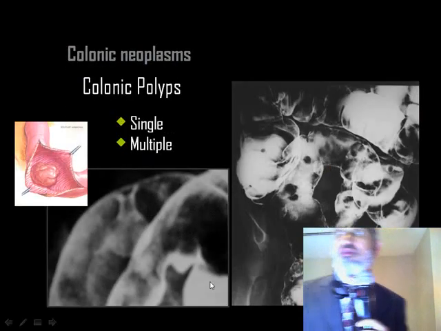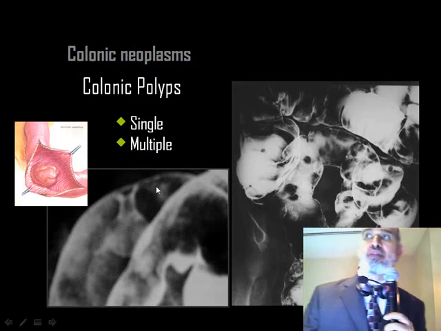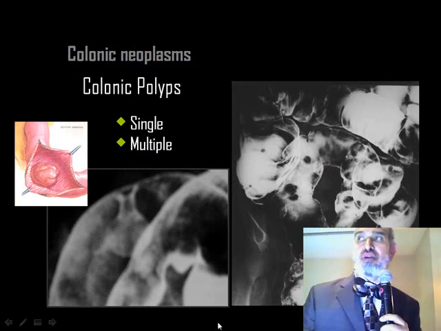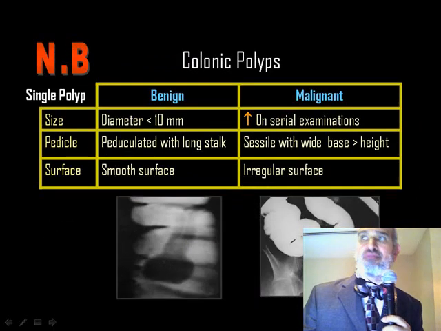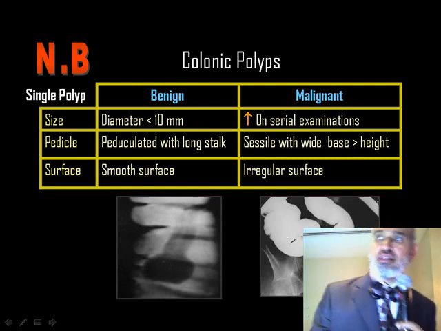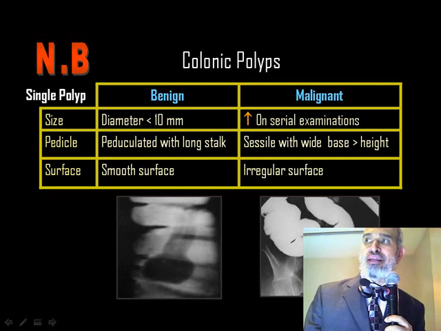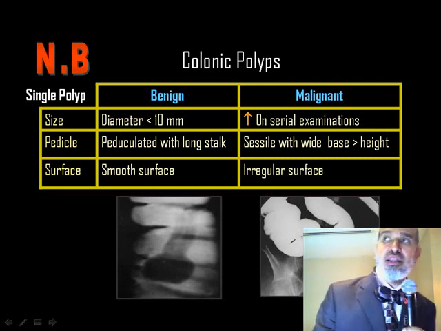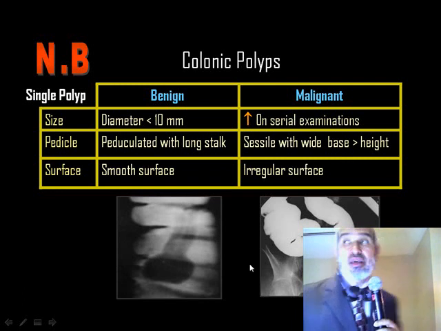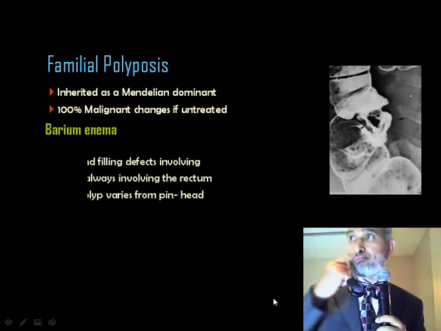Then polyps in the colon, like polyps anywhere: the pedunculated polyps are usually of benign nature, and the sessile polyps are usually of malignant type. This is an example of a benign polyp which is pedunculated, with a smooth outline, and this is an example of a malignant polyp. The polyp is sessile because you cannot see barium passing at this edge, and the surface of the polyp is irregular. Then you are dealing with a malignant polyp in the colon.